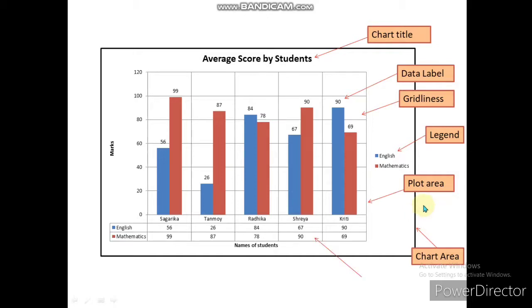Next is data table. Data table is the table containing the values for each data series, usually displayed below the chart. Data table is the table containing the values for each data series. Next is x-axis.